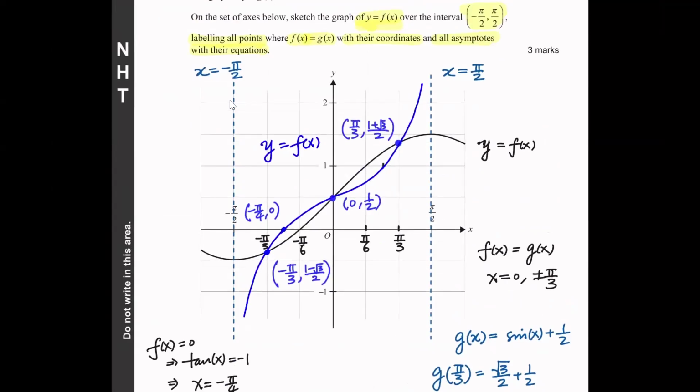Well, it shouldn't be that close to the asymptote. I'll just draw it nicer. Yep, should be fine. I'm a bit fussy. This looks much better, the single smooth curve.